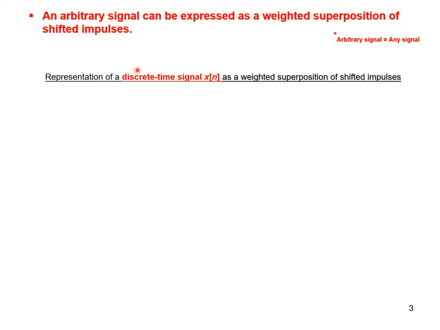Let us see how, by taking one waveform or signal itself. Before we do that, let us recapitulate this important property of what is called the impulse signal, impulse function.